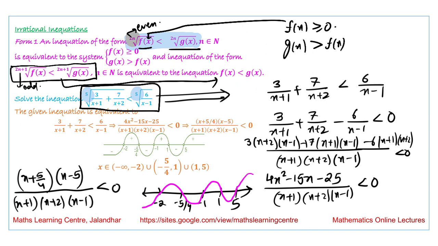And the answer we require is to be negative. So we are saying that it is negative in the intervals: from minus infinity to minus 2, then minus 5 by 4 to minus 1, and then the next interval we have is 1 to 5. So this is the answer we obtain in this case.